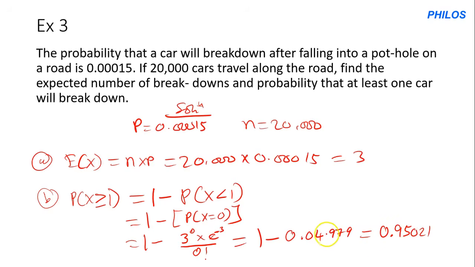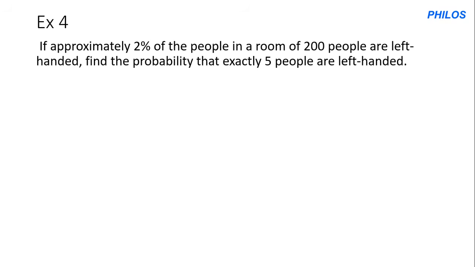In case the question asks you to find the variance, it is equal to the mean, which is equal to 3. Okay. And then the standard deviation is the square root of the variance. So the square root of 3 will give you 1.732. Okay. So let's proceed to the next question.